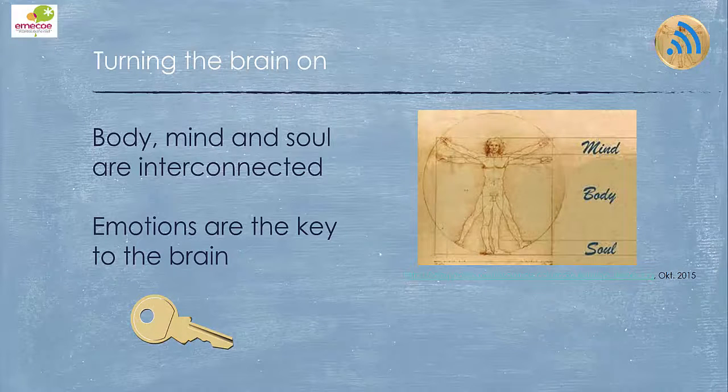Body, mind, and soul are interconnected. We need to know that emotions are the key to the brain. Depending on the kind of input we receive, our limbic system, that is the emotional center of our brain, will lock up or open the door to higher order processing. Let's look at this door opening function in more detail.